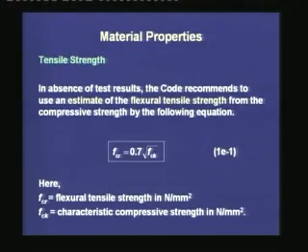Now, what the code says is that in the absence of any test results, we can estimate the flexural tensile strength from the compressive strength by the following equation. The compressive strength is a more common test for concrete. If we are not able to perform any one of the tensile strength tests, then the flexural tensile strength, which we need most of the time in our calculations, can be calculated by this expression. FCR is the flexural tensile strength expressed in Newton per millimeter square. This is given as 0.7 times root over FCK, where FCK is the characteristic compressive strength in Newton per millimeter square.